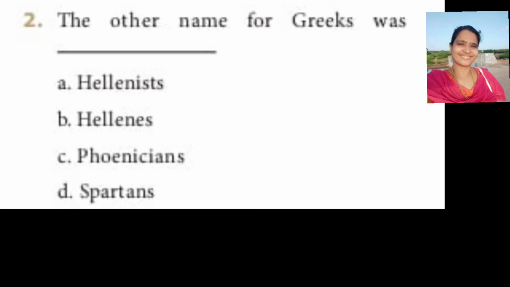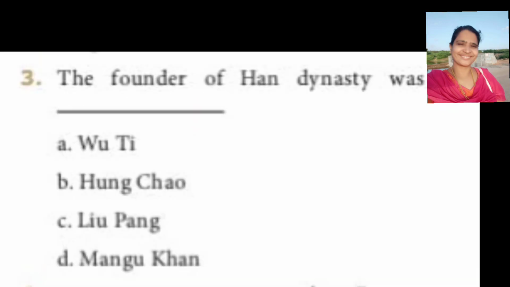Second one, the other name for Greeks was Dash. So what is the other name for Greeks? Your options are Hellenist, Hellens, Phoenicians, Spartans. So the Greek's other name is Hellens. B option. Third one, the founder of Han dynasty was Dash. Who founded that? Your options are Uti, Hung Chao, Liu Pang, Mangu Khan. And the answer is Liu Pang.